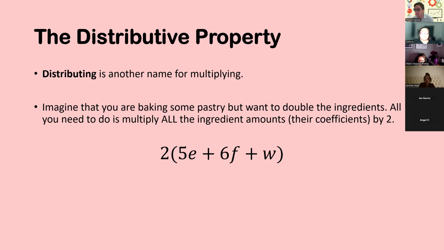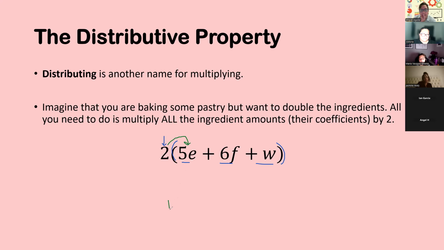That makes sense? Yes. So as an algebraic expression, you might write the number 2, and then in parentheses, you put your ingredients. You got your 5 eggs, you got your 6 cups of flour, you got your 1 cup of water, right? So if I needed to take this 2 and multiply 2 times the 5 eggs, what should I end up with?